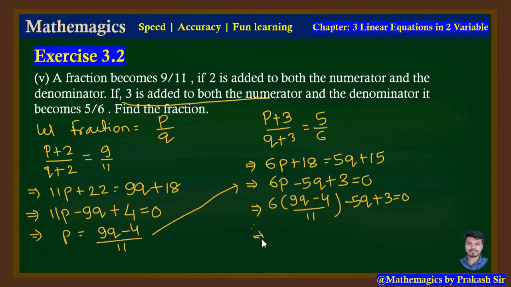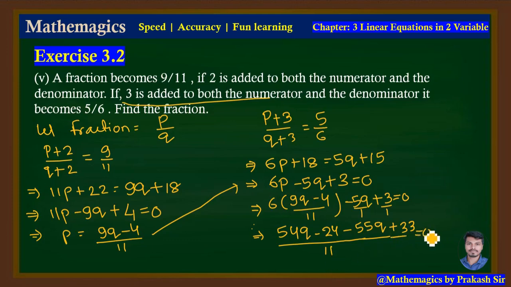This implies that 6 into 9, 54q minus 6 into 4, 24. Now I'm just going to take the LCM of all, that is 11. So 11 into 5 becomes minus 55q plus 11 into 3 is 33, that is equal to 0.